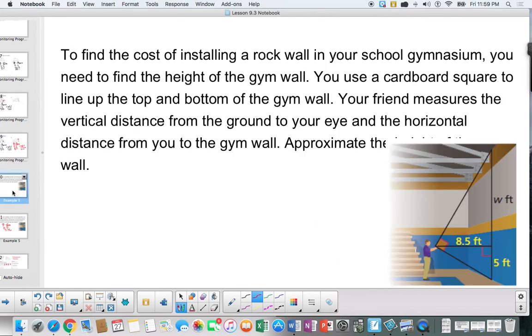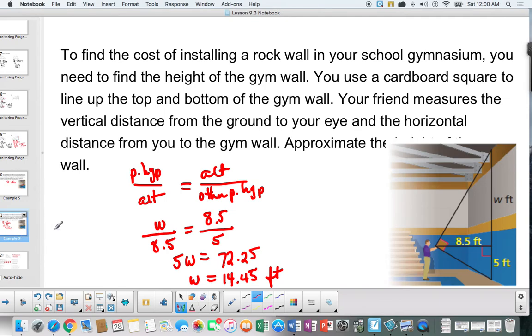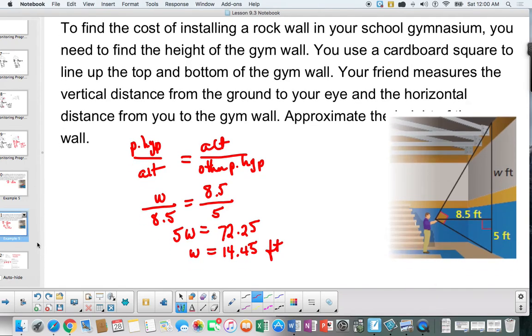Let's take a look at this problem. We're trying to find W, and the first thing you need to understand is which theorem you are going to use. Are you going to use the geometric mean altitude theorem or the geometric mean leg theorem? You can see that 8.5 really is an altitude, so you're going to want to use the altitude theorem, which says the altitude is the geometric mean between the part of the hypotenuse and the other part of the hypotenuse. On the next screen, you're going to see that I've substituted the numbers, and I cross multiply and find my answer.